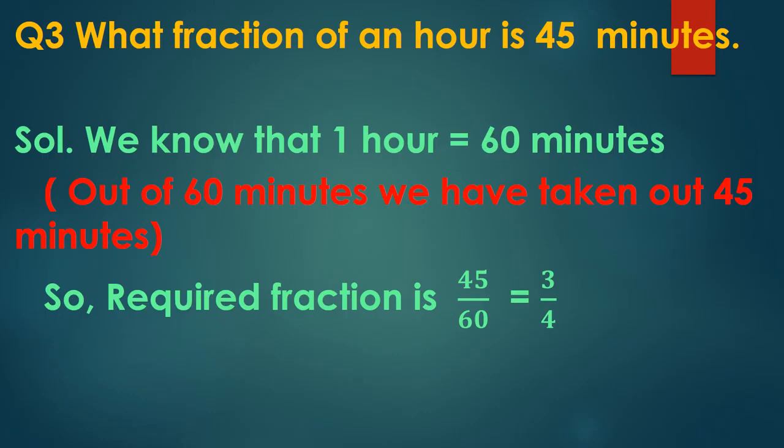And we know very well that in a fraction, the total parts will come in the denominator and the number of parts that are taken out will come in the numerator. So in this question, total parts are 60 minutes and how many minutes have we taken out? 45. So our required fraction is 45 upon 60. Now we will not leave it as it is. We will reduce it to the simplest form by dividing both numerator and denominator by 15, because 15 threes are 45 and 15 fours are 60. So our fraction in simplest form is 3 upon 4.